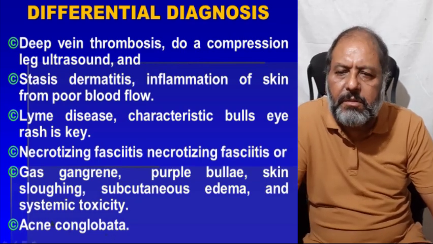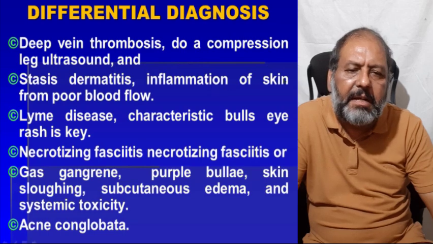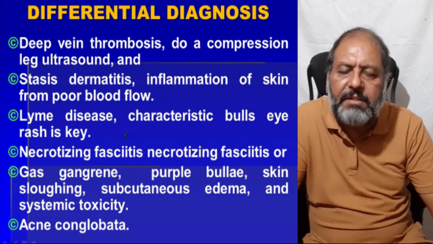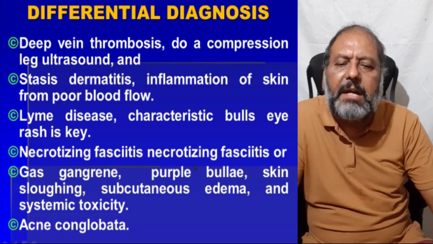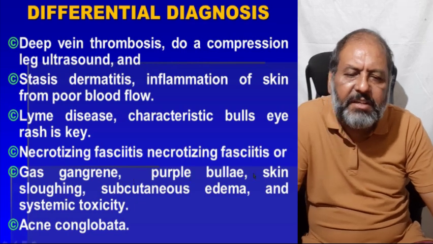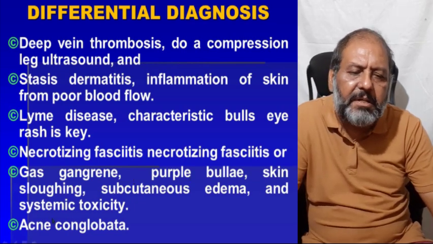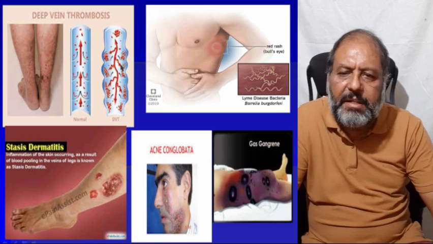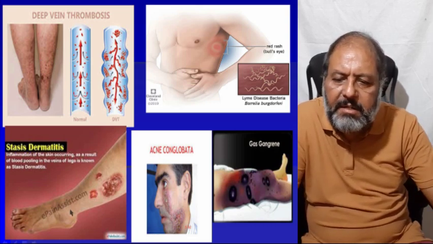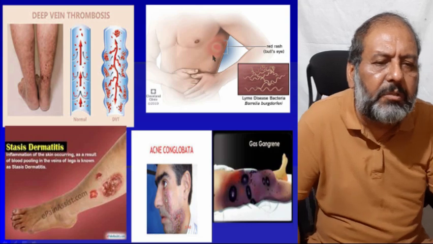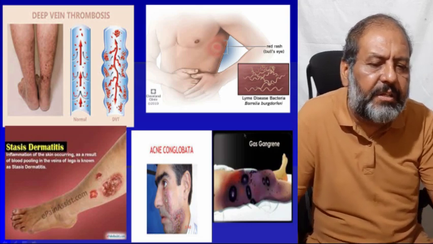Now, the differential diagnosis of cellulitis includes deep venous thrombosis, for which you do a compression leg ultrasound; stasis dermatitis, inflammation of the skin from poor blood flow; Lyme disease, with characteristic bull's-eye rashes, which is the key to diagnosis; necrotizing fasciitis, because of flesh-eating bacteria; gas gangrene, with purple bullae, skin sloughing, subcutaneous edema, and systemic toxicity; and acne conglobata.